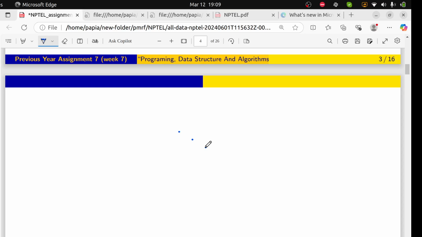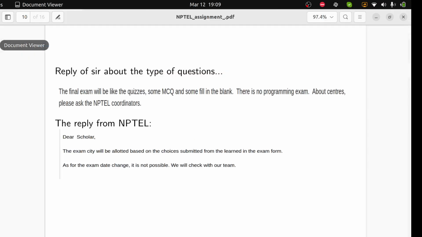Okay. Ma'am, there is a lot of confusion regarding the paper pattern, paper format. The pattern should not be problematic. See, I know that there is a problem in the paper pattern, so that's why we already asked sir what the paper pattern will be and how it will be.